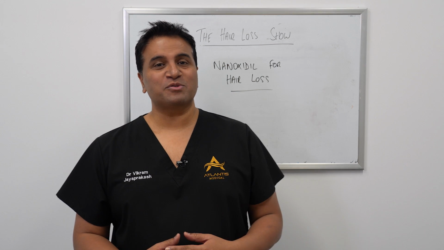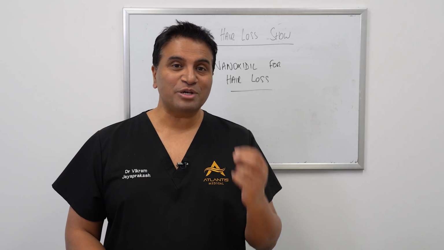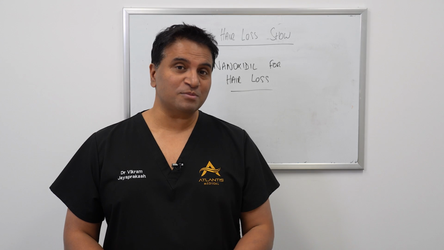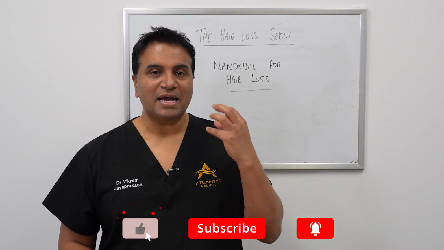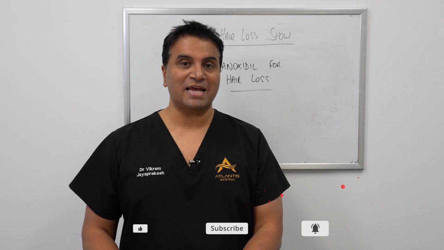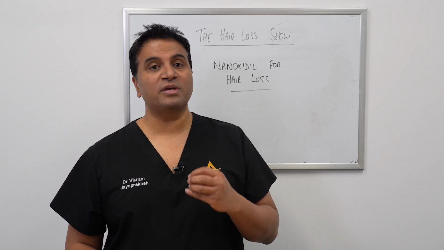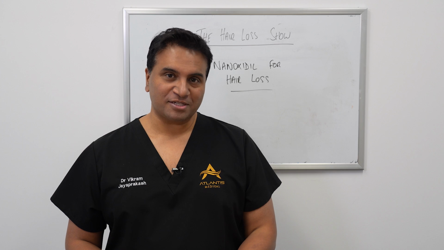On this channel, we've spoken a lot about minoxidil. Minoxidil has been around as a treatment option for androgenic alopecia, and in fact lots of different forms of alopecia, for many years now. Minoxidil is available as a topical solution or topical foam, and also as an oral tablet. But recently there's been another development with a similar compound called Nanoxidil.